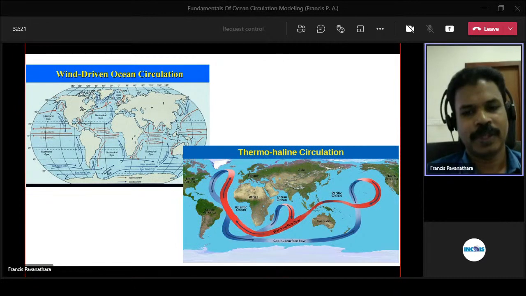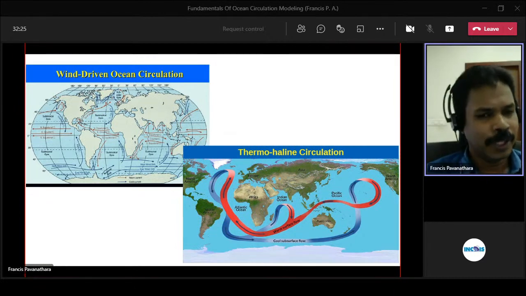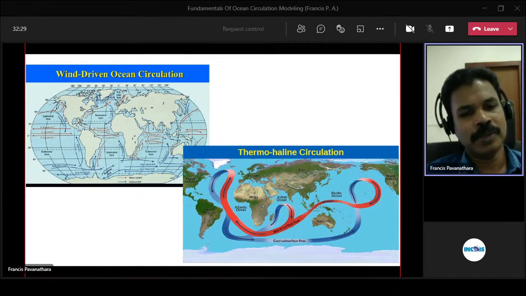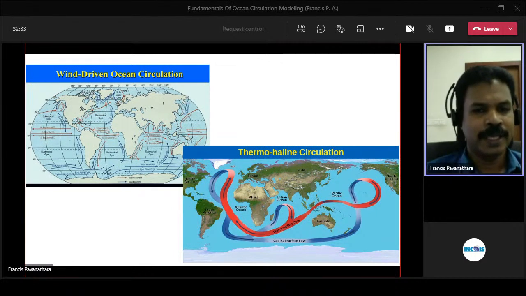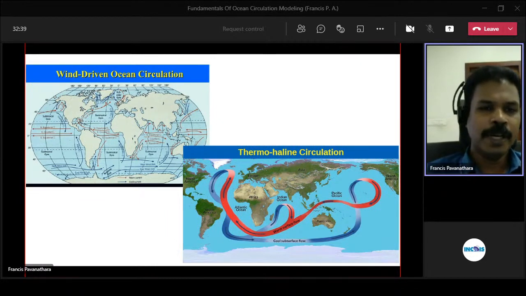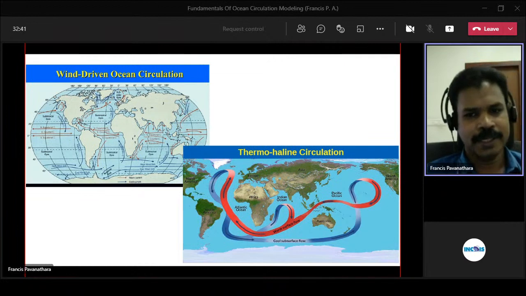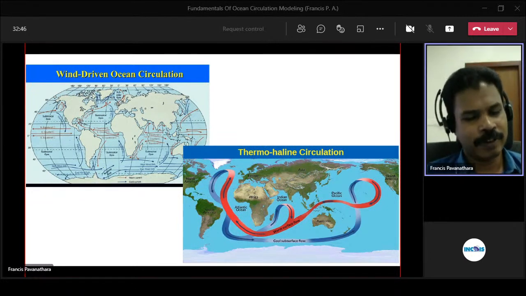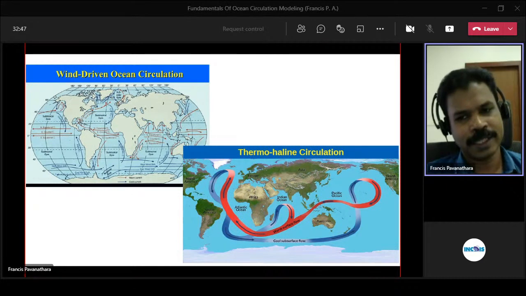And when you do it on a global scale, you have plenty of these things. But when you go into the details, for example, if you want to do a modeling of the Indian Ocean, then it's slightly different, which I'll come across in the next slide. Apart from the wind-driven circulation, the next part of circulation which many of us are familiar with is the thermohaline circulation.